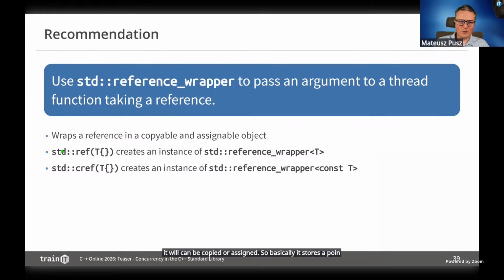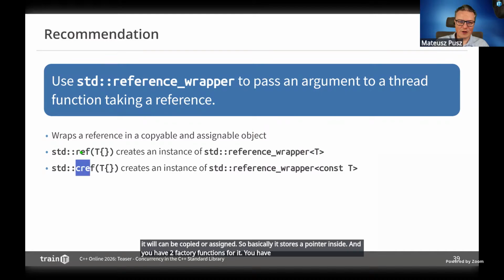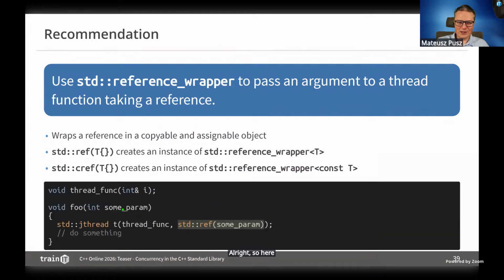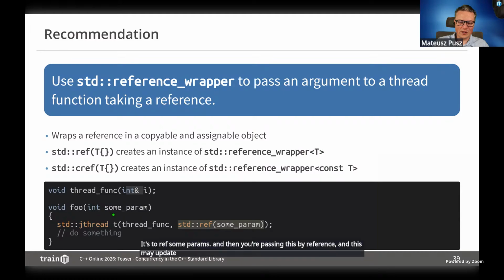And you have two factory functions for it. You have ref and cref. Ref creates a reference wrapper of T, cref creates a reference wrapper of const T. All right, so here you could write something like int x, std::ref of x, and then you're passing this by reference, and this may update it if needed or share it between different threads, right? In this case, it is safe because this is JThread. It will join before stopping this function, so int will not go out of scope. It will never be dangling.